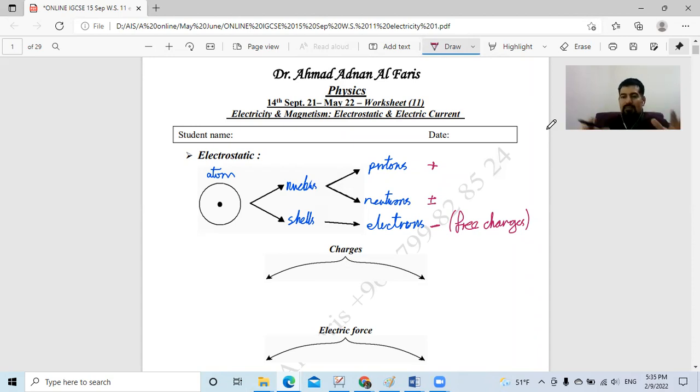And every time they ask about how this object becomes charged or how current flows, if you mention electrons, you get a mark. If you mention that electrons are negative, maybe you get 2 marks. It depends on the mark scheme. So you have to realize that you have to mention electrons, which have a negative charge.